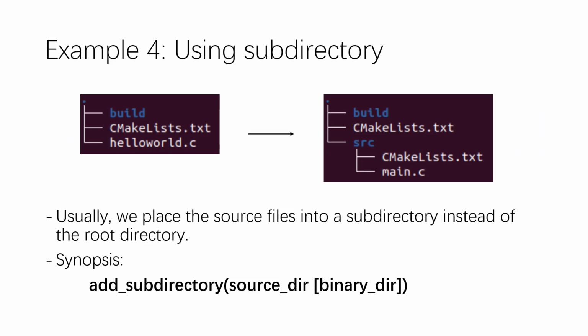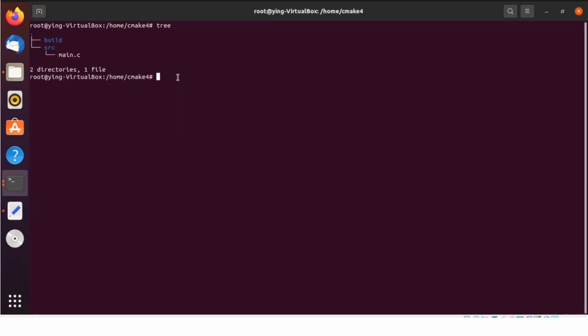Then let's see example 4, using subdirectory. In the previous examples, we put the source file in the root directory, but usually we place the source files into a subdirectory instead of the root directory. So now let's see how to rewrite the CMake list files to deal with this situation. In this example, we will write two CMake list files, one in the root directory and one in the subdirectory. I have prepared the source file in the virtual machine, main.c in src. So first let's write the outer CMake list file.